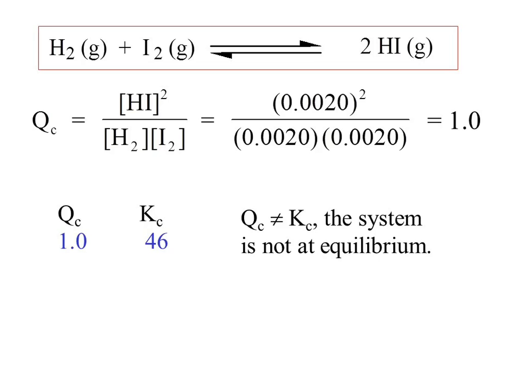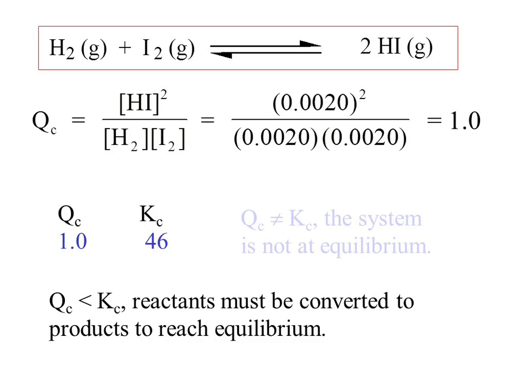We said that if your Qc is small, you need more of what's on top, and what's on top are the products. The question, if you look back at the previous slide, was: is it at equilibrium? No, it's not, because 1 is not equal to 46. And if it's not at equilibrium, which direction does it need to proceed to reach equilibrium? It needs to make more products because Qc is too small. So reactants will be converted to products. That's it. They're kind of fun.